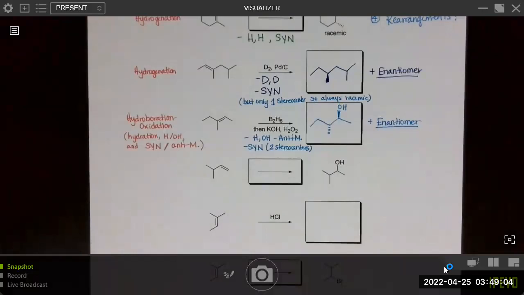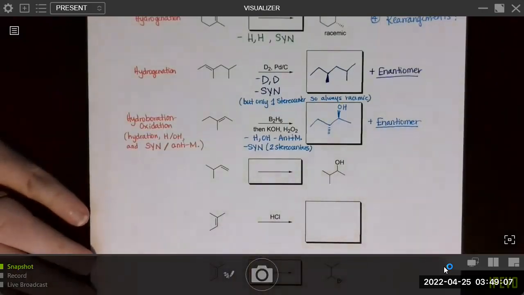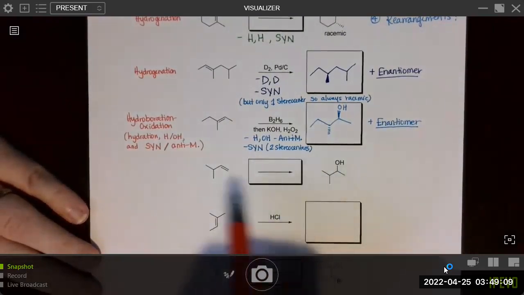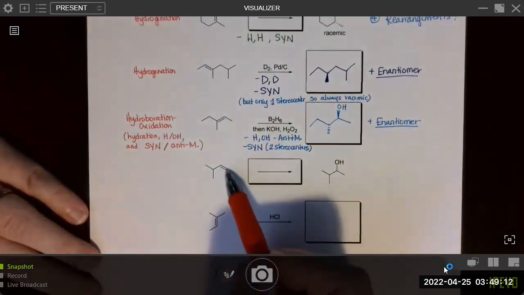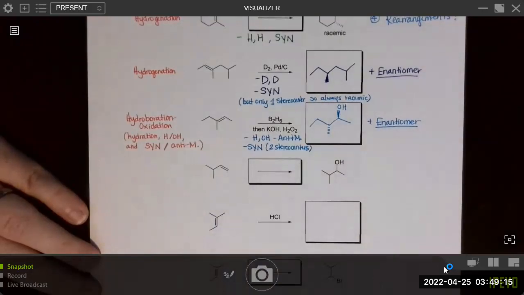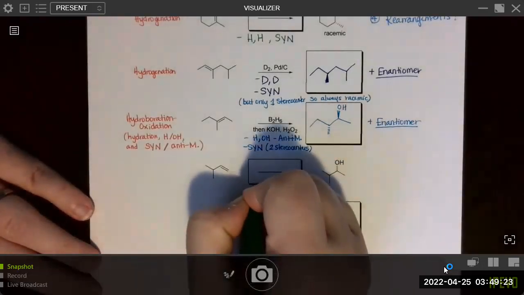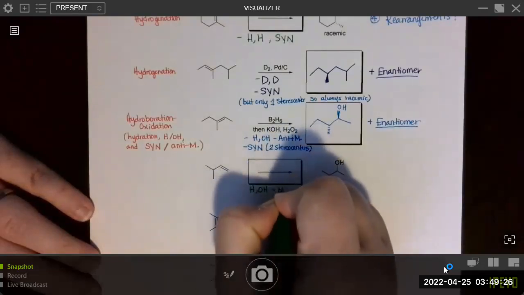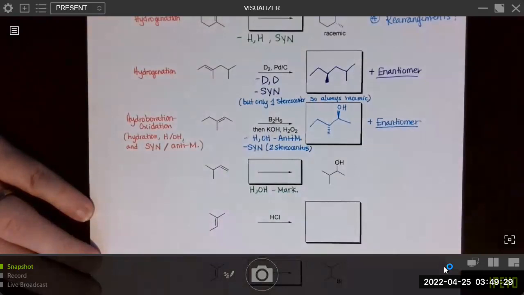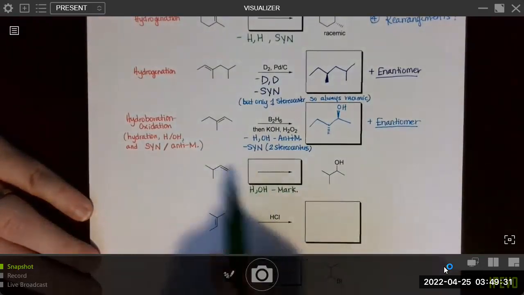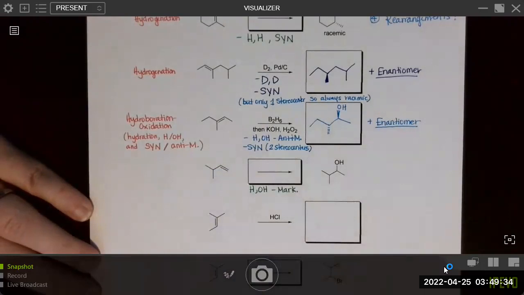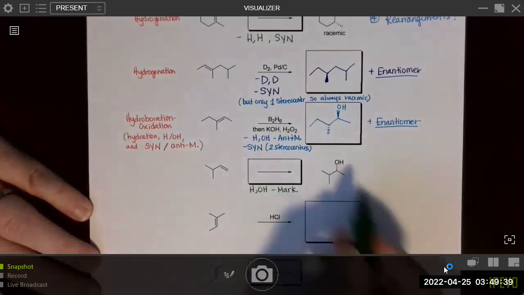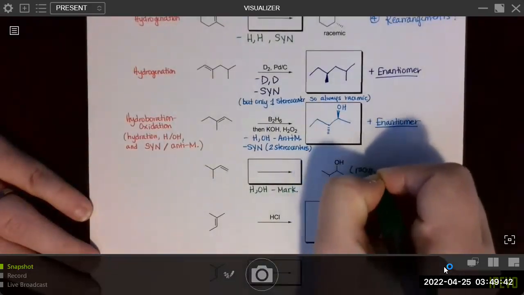Moving on to the next reaction. What is getting added across the double bond? We have H here and OH there. So this is another hydration reaction. And make some notes here. You're adding H and OH. It is going to go Markovnikov because the OH is getting added to the more substituted carbon. And no stereoselectivity at all.